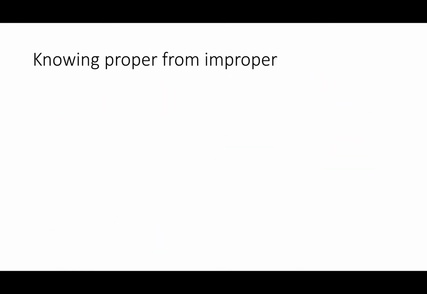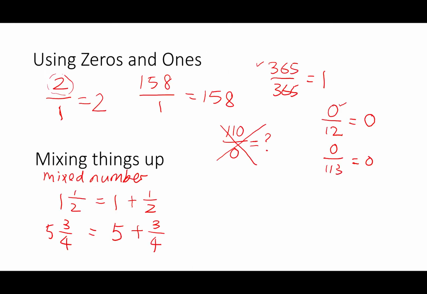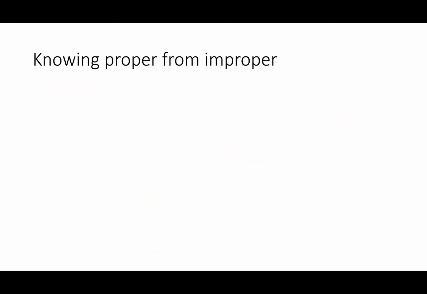Now we have mentioned proper fraction. This is when the numerator, which is the top number, is less than the denominator. For example, if we have 1 over 2, the numerator is less than the denominator. This is known as proper fraction, okay? And a proper fraction is less than 1. We can have, for example, 3 over 5, which is also less than 1.